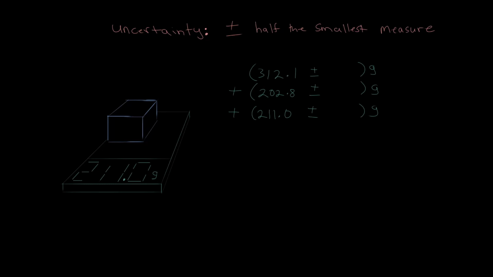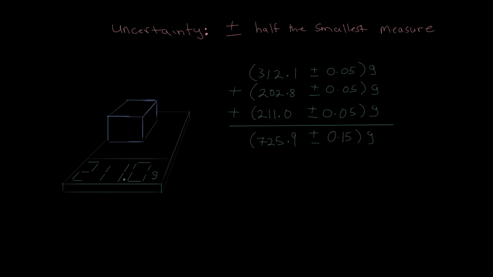The total mass is simply the sum of all three masses, which is 725.9 grams. But what about the uncertainty? The smallest possible measure on this scale is 0.1 grams, which means that the uncertainty for each reading will be 0.05 grams. The total uncertainty is simply the sum of all the uncertainties, so in this case it will be 0.05 grams plus 0.05 grams plus 0.05 grams. This gives us 0.15 grams.